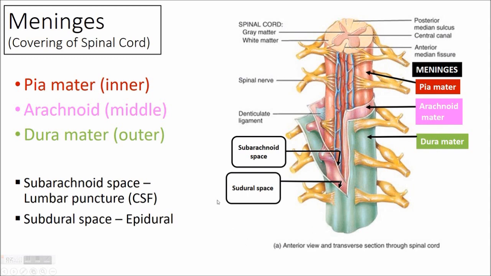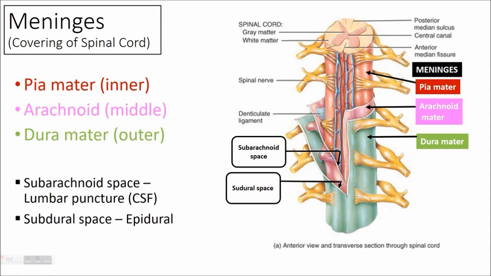The other two important things that I wanted to point out to you are two spaces which we find very relevant in clinical medicine. Now, the subarachnoid space is this space here between the arachnoid and the pia mater, and this is important because this is the area that has cerebrospinal fluid and where lumbar puncture is performed. The second is the subdural space, which is the area between the dura mater and the arachnoid mater, and this is where epidurals are given. So these are important clinically.